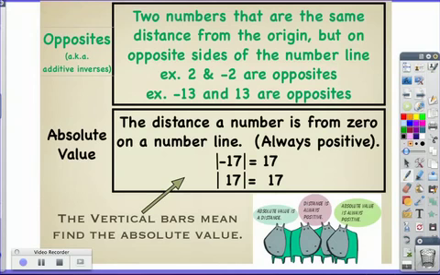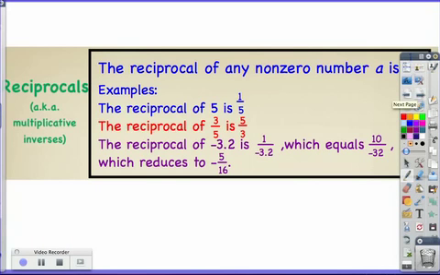You can write it as a fraction, -3.2/1, and flip it upside down, 1/-3.2. But since we're not allowed to have decimals within fractions, I can multiply the numerator and the denominator both by 10 to get 10/-32, and then reduce.